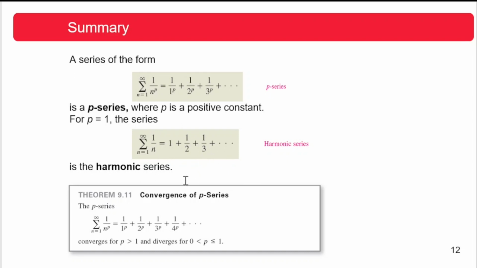To check whether the series converges or diverges, we have to look at the value of p. If p is greater than 1, the series converges. And if p is greater than 0 but less than or equal to 1, the series diverges. Because the value of p for the harmonic series is 1, we can say that the harmonic series is a diverging series.